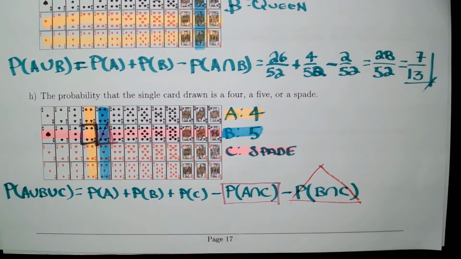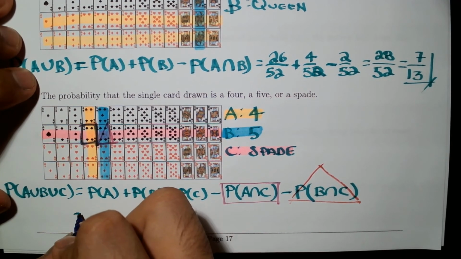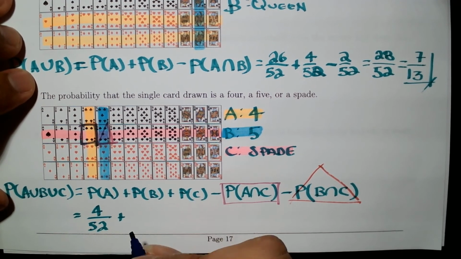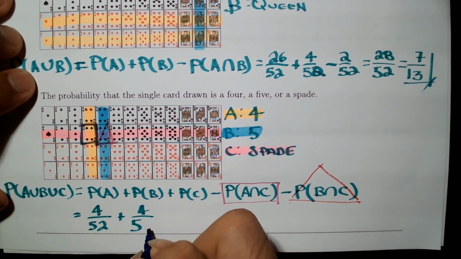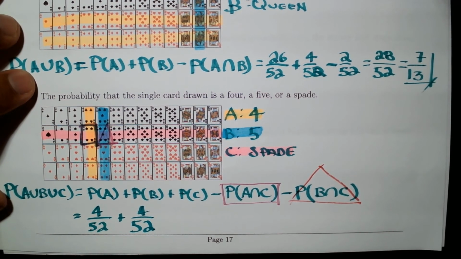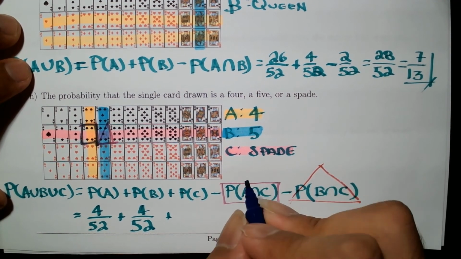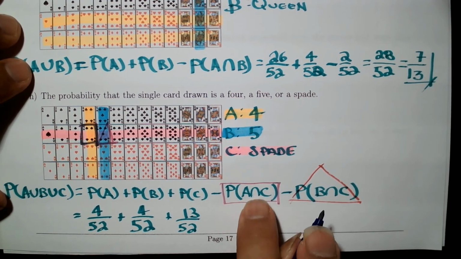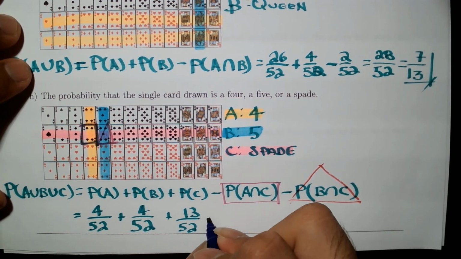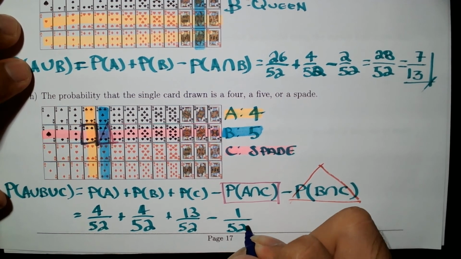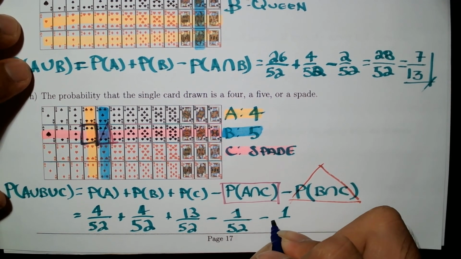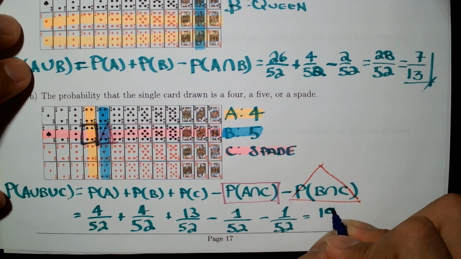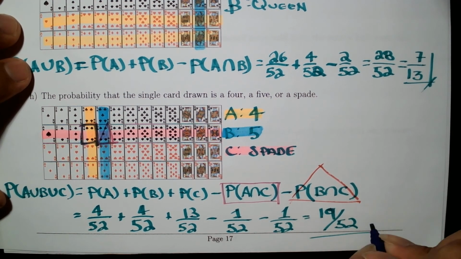So it's time to put numbers. So the probability of getting a 4, we have 4 4s. We have 4 5s out of a 52 card. And we have 13 spades. Each of the overlaps will correspond to 1 for each. This will be reduced to 19 over 52, which is the final answer.